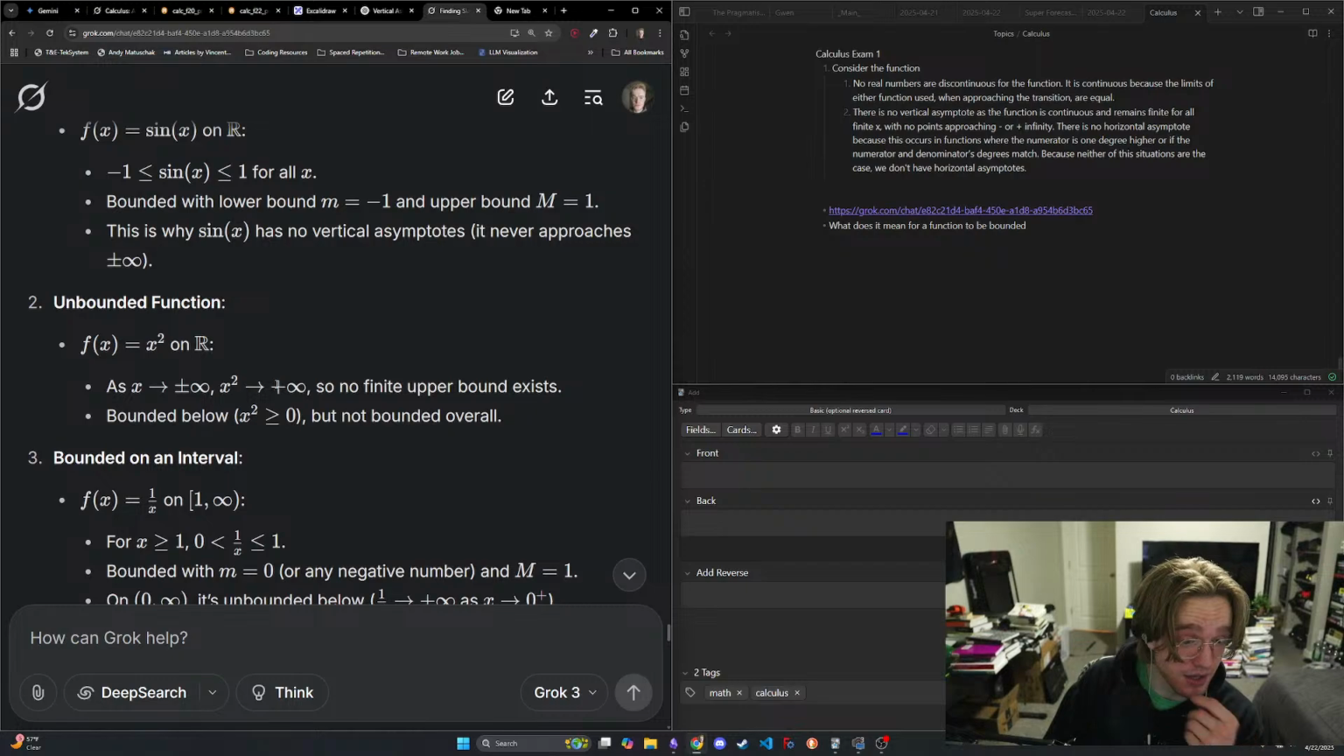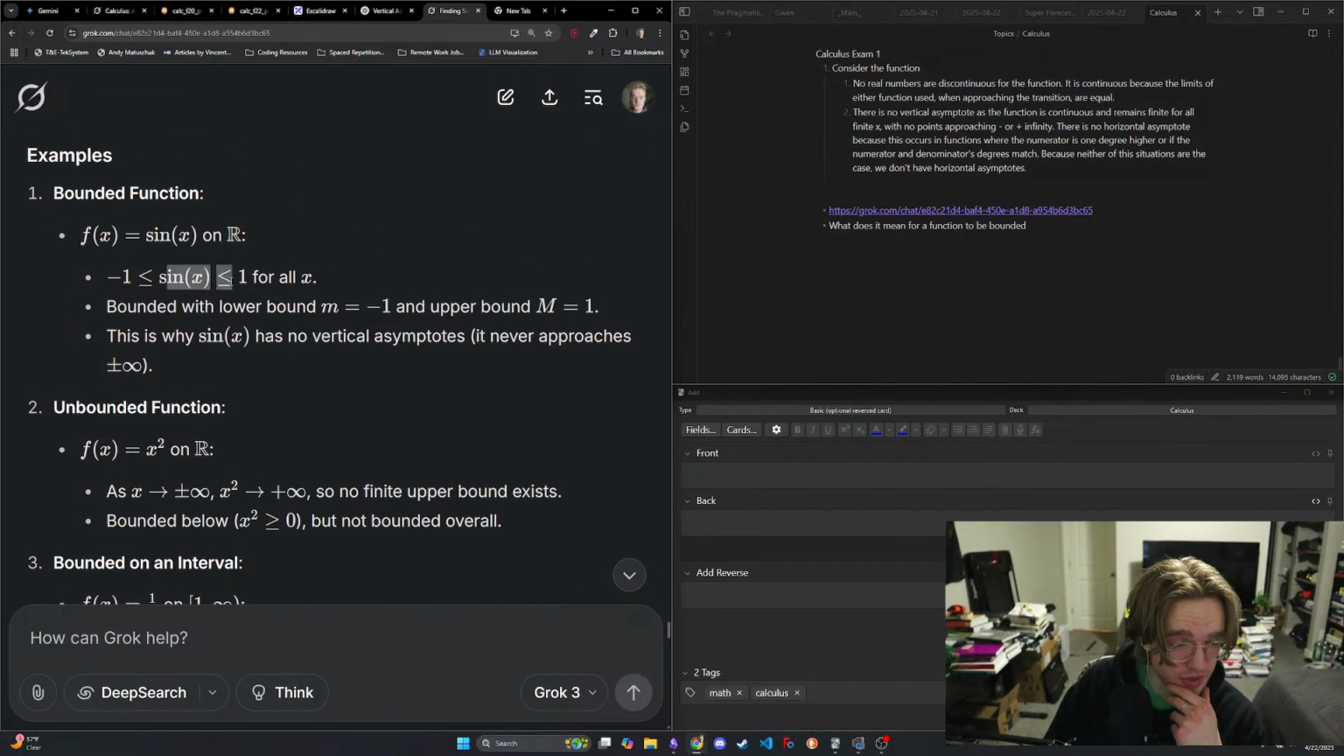Oh, I guess another one would be functions like trigonometric functions that oscillate back and forth rather than increasing in their output.